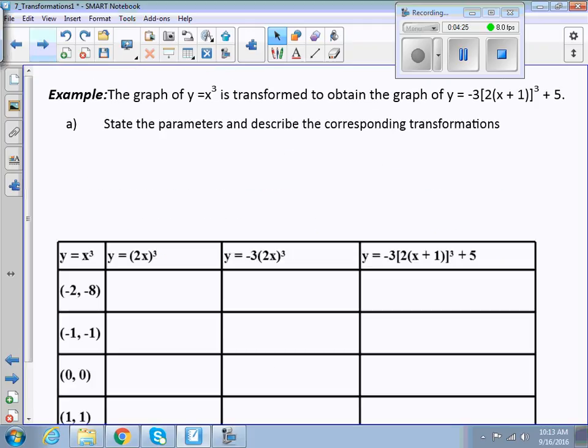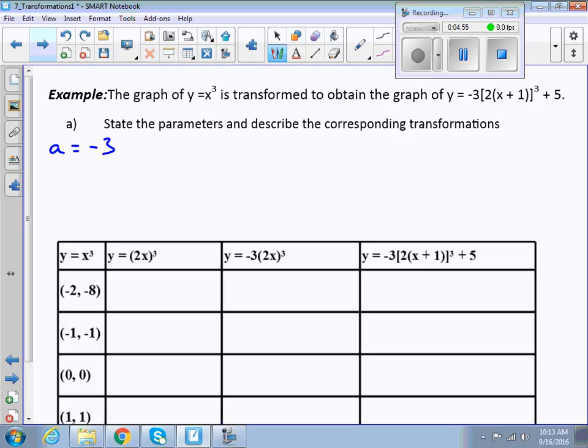So let's look at an example. It says the graph of y equals x cubed is transformed to obtain the graph of y equals negative 3 times (2x minus x plus 1) to the power of 3 plus 5. So you can see it's a cubic function. State the parameters and describe the corresponding transformation. So what's our a value? a is negative 3.